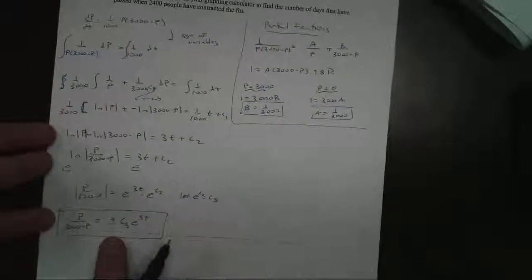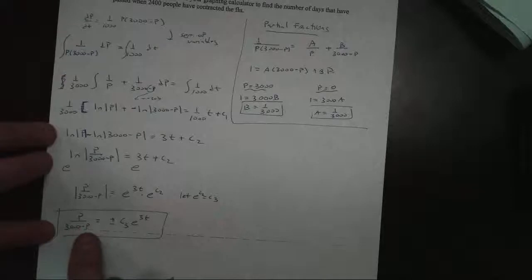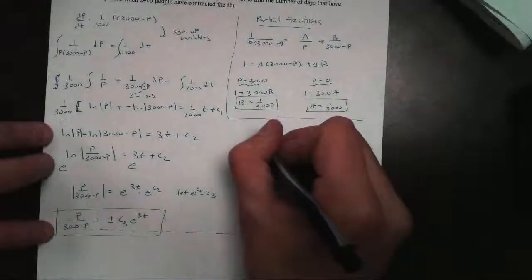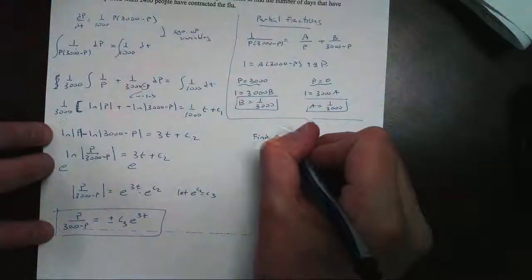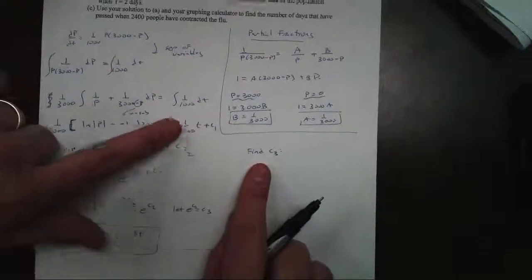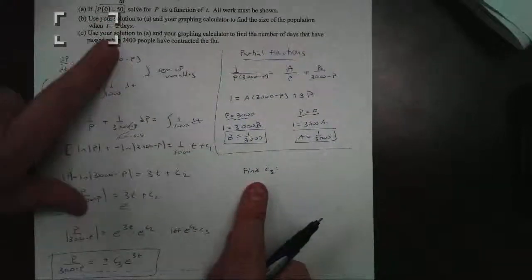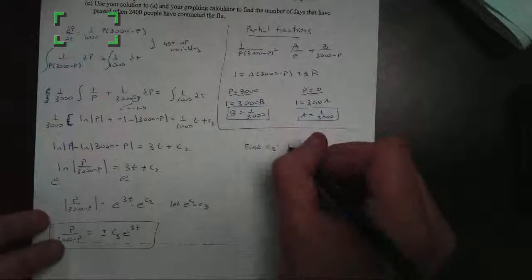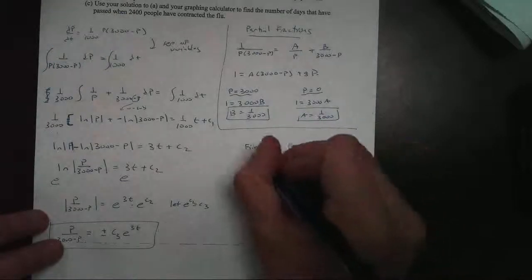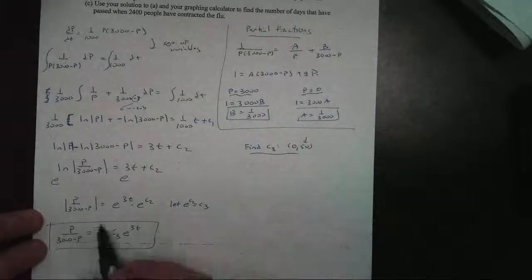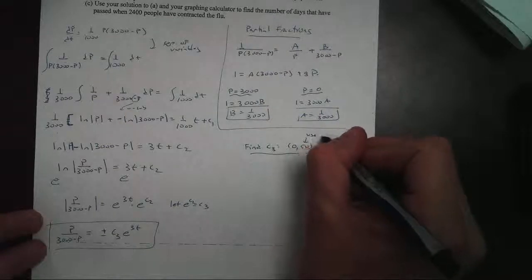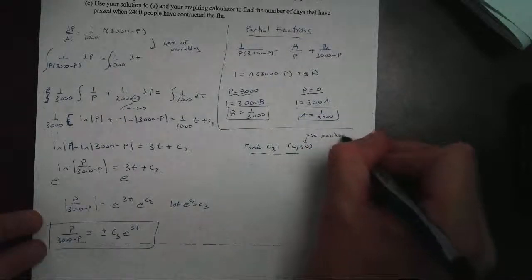Now, we're not done yet, because what we have to do now is find C3. This is a long process here. Now, they do tell us an initial condition. Remember, they told us 50 people initially had the flu. So, (0, 50). Now, if you notice, of the plus or minus, I'm going to use the positive, because that's a positive 50.